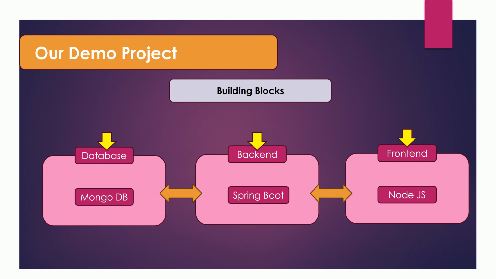To understand this better, we'll have one demo project which is built on three different layers: a front end layer running on a Node.js tech stack, a back end layer running on a Spring Boot tech stack, and the database, where we'll have a Mongo database setup. These three layers are going to be running in their own containers, meaning the Mongo database will be running in one container, the backend in one container, and the front end in one container.